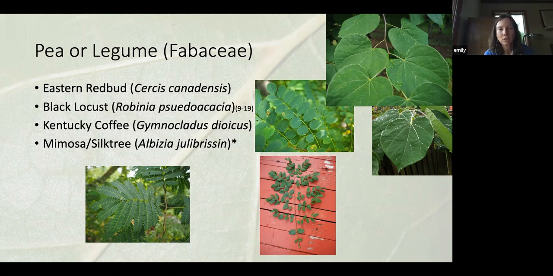And then the last one is the mimosa or silk tree, Albizia. This is going to be an invasive, which is why it has a little star next to it. And this is a twice compound leaf, just like the Kentucky coffee leaf. So if you look at the black locust leaf, that's once compound. But when you look at the Albizia, it's compound and then it's compound again. So we call that bipinnately compound. I know, it's a lot of fun.